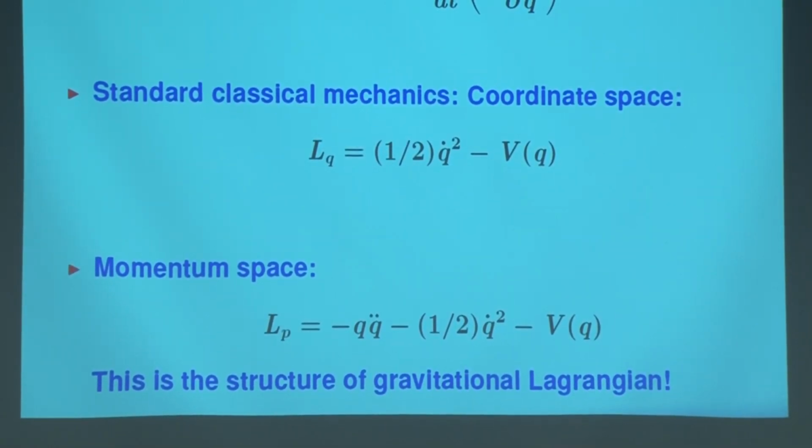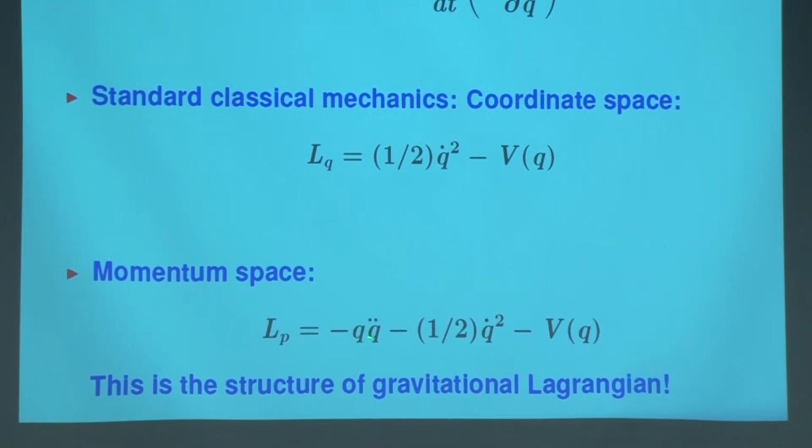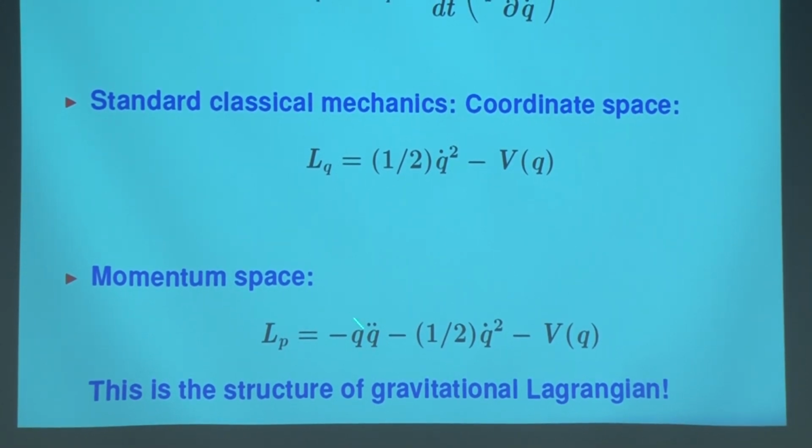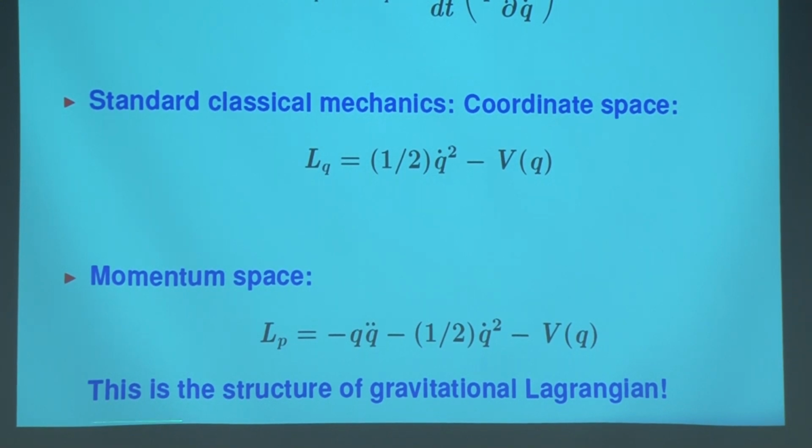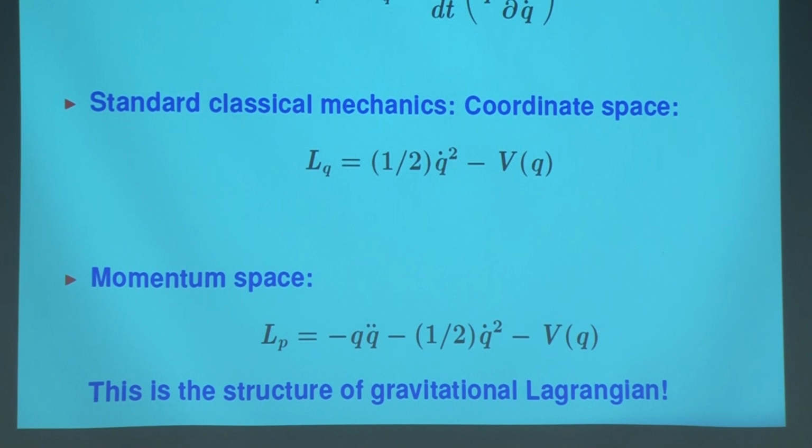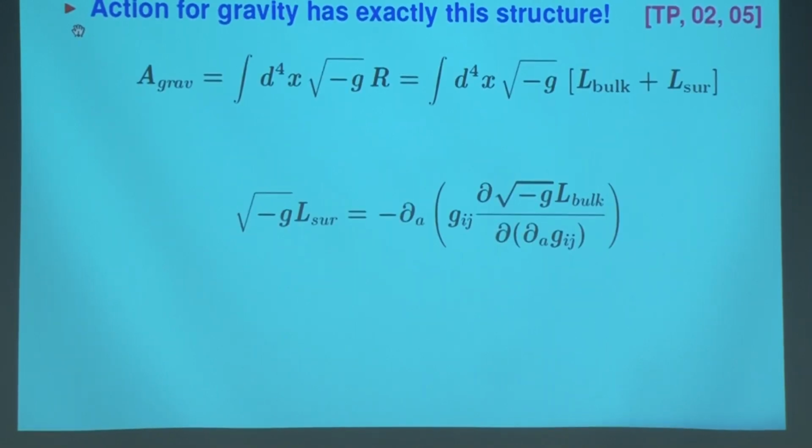So, I wrote this down to explicitly show you that it will have a q double dot term, and it will be linear in that q double dot term. You cannot get this by just removing a total time derivative of a function which depends only on q and t. You cannot do that. So, you will get this expression, and as I said, this is the structure of the Einstein Lagrangian.